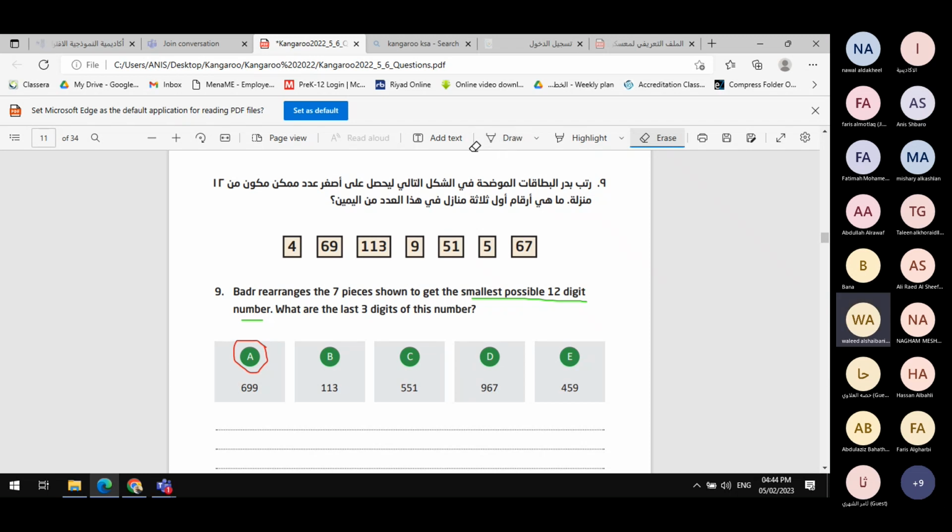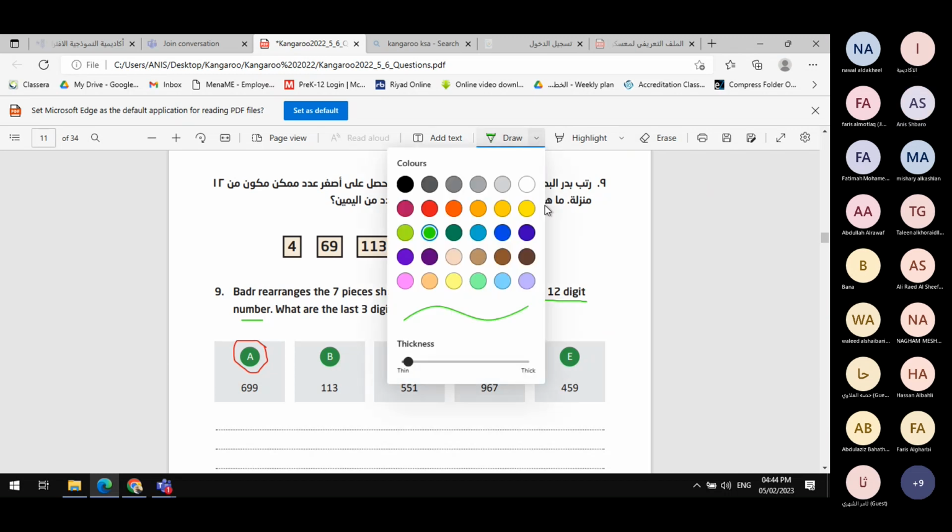It's because the problem says it's trying to get the smallest possible 12-digit number from these. Yes, so we are going to combine all those numbers and we want the smallest possible one of them. So of course, if we arrange them and we try, we are going to obtain 1, 2, 3, 4, 5, 6, 7 choices. So we're talking about more than 100 possible choices. We're not going to put them all and then compare the smallest one. We're going to follow the rules.